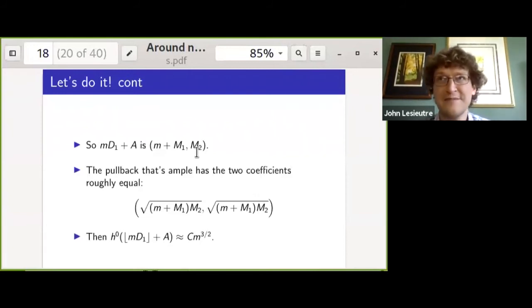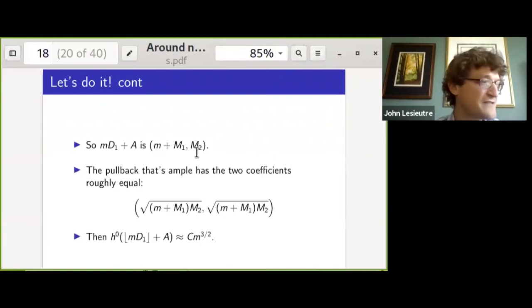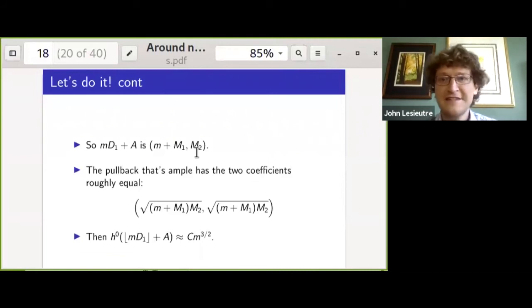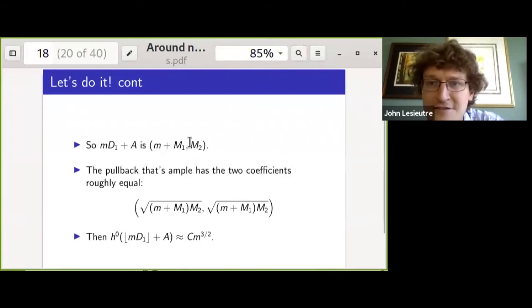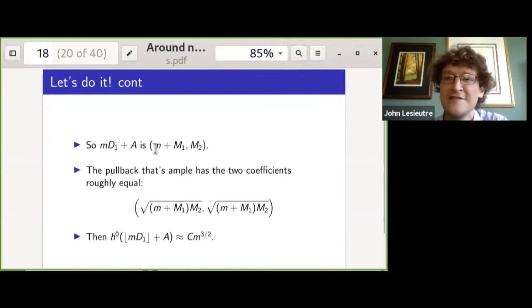So to tell if a divisor is ample, it's going to be that it's roughly the same number of d1s as d2s if you normalize them right. So you have this m plus m1 comma m2. You're going to pull it back a bunch of times until these two factors are roughly equal, right? I mean, you're kind of imagining in your head that this little m is very, very large. So this first factor is much bigger than the second factor. If you pull back a bunch of times until the two factors are roughly equal, which means you're in the ample cone, more or less what you're going to get is that your divisor in the eigenbasis is the square root of the product, m plus m1 times m2, and then the square root of the same thing again.